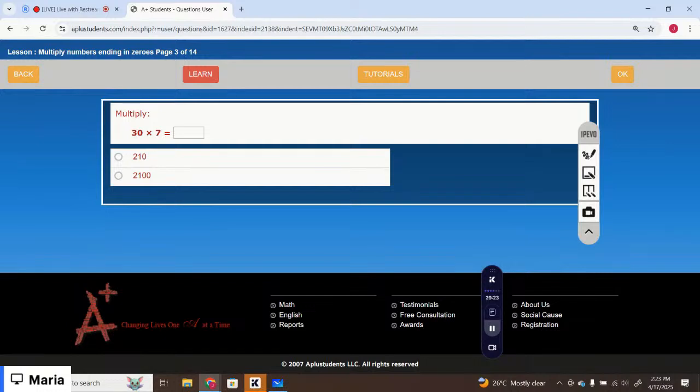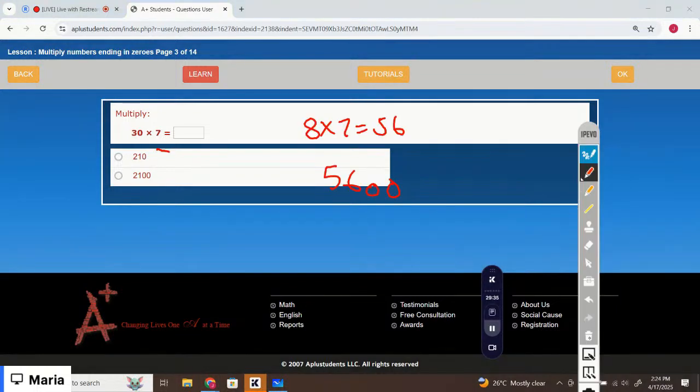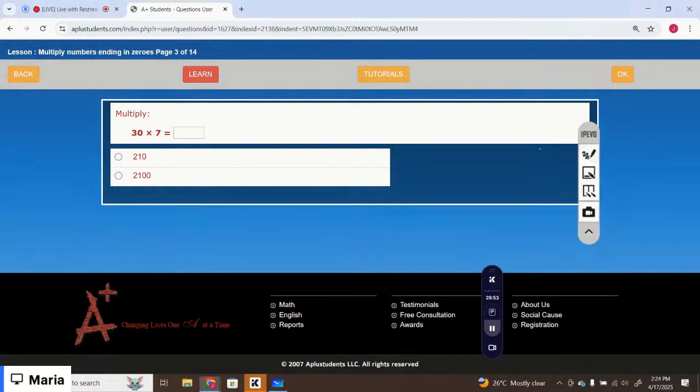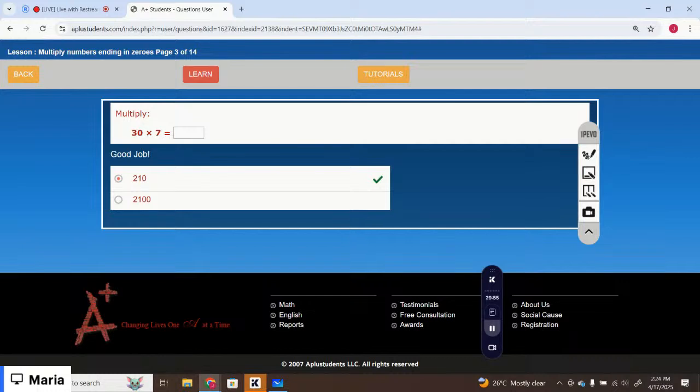30 times 7. 7 times 3 is 21. And then we have to add a zero, so that is 210. Option number 1 is the correct option. That is 210. Very good. Option number 1 is the correct option.